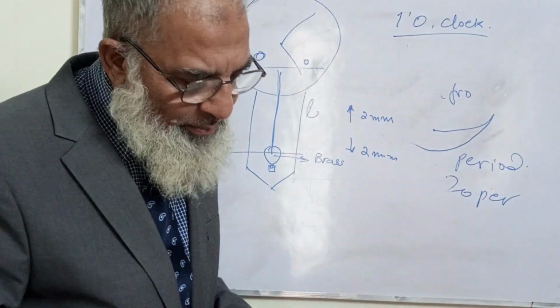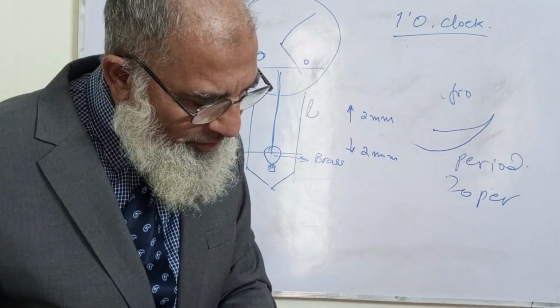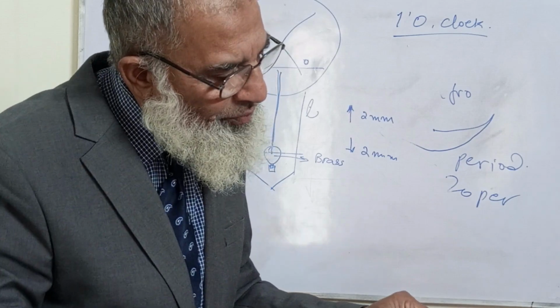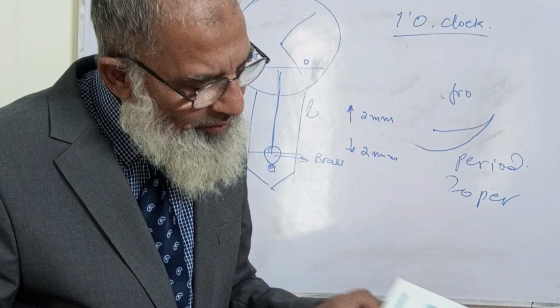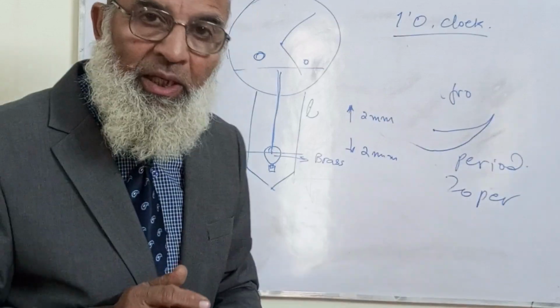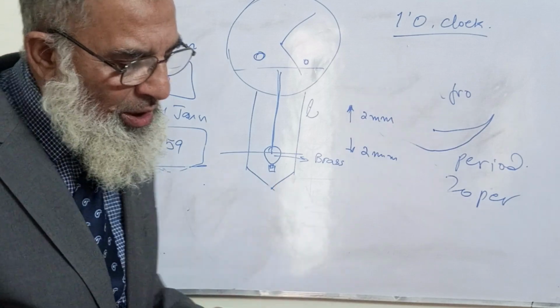The pendulum clock was made in 1656 by a Dutch scientist. Okay, so what is our next? We have finished it.